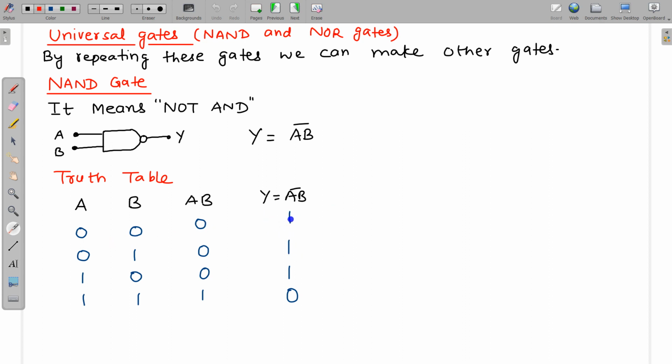So this will give 1 if both are 0. If one is 0 and another is 1, 1 and 0, it gives 1. If both are high, then it is going to give the output as low, and in all the other cases it is going to give 1. So it is just opposite of AND gate. AND gate gives a high output when both are high. It is giving low output when both are high. So it is just opposite. Obviously it is an inverted AND gate. AND is inverted and this is NOT AND.